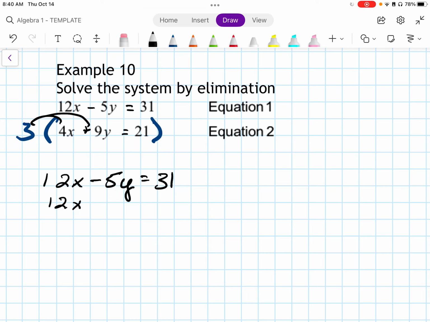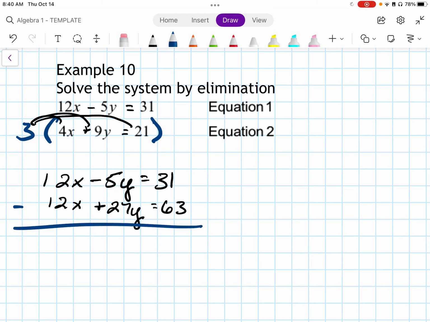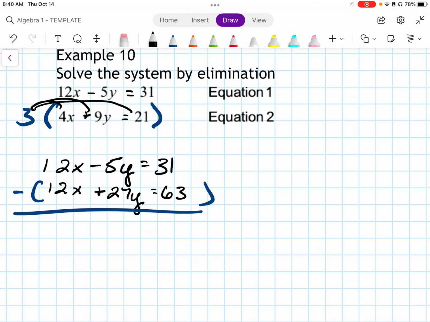So this would be 12x plus 27y equals 63. Now I can subtract them, and my x's would eliminate. So 12 minus 12 is 0. Negative 5 minus 27 would be, what would that be? Negative 30. Let me type that in just to make sure. Negative 32. And then 31 minus 63 is negative 32 again. Dividing by negative 2, I'd have y equals 1.